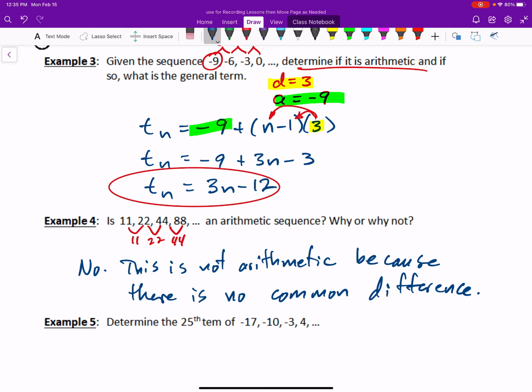There's definitely a pattern going on, but instead of adding the same amount each time, what's going on is that it's actually multiplying each time. 11 times 2 is 22. 22 times 2 is 44. But that's not arithmetic. That's actually a common ratio, and that's going to be something that we look at in our next lesson, which is geometric sequences.